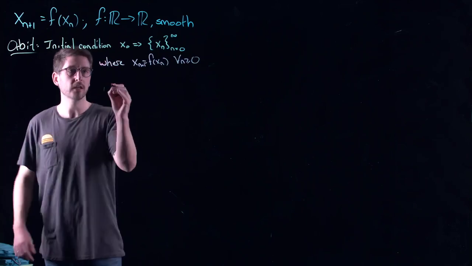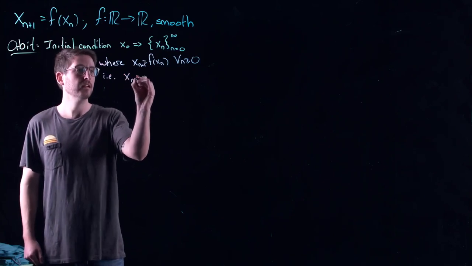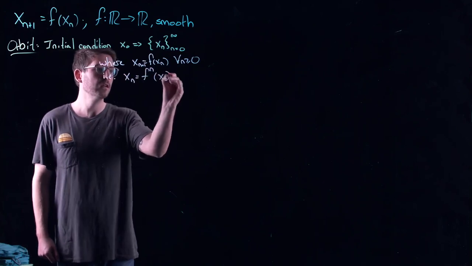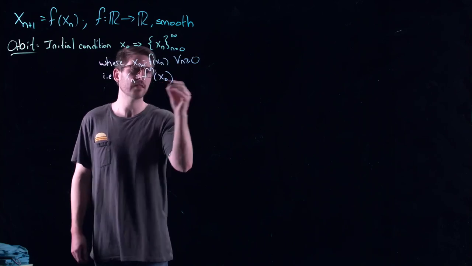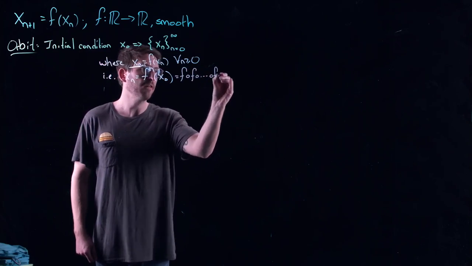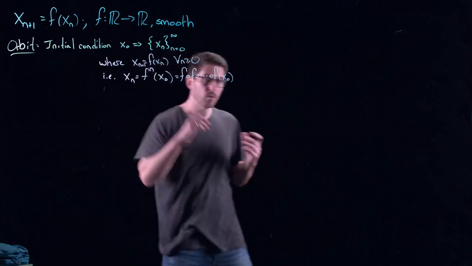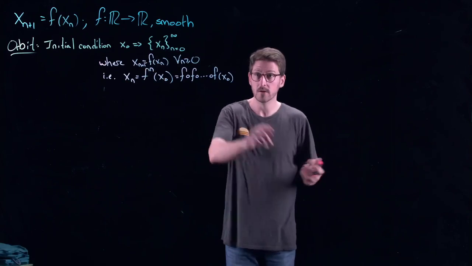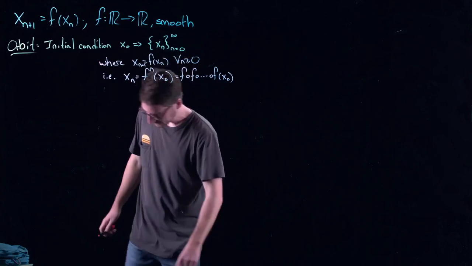Or alternatively, I could also write this. xn is equal to f, and it looks like it's to the power of n. Now, what this means is this is the composition of f with itself. So f of f of x0, right? So if I want to get to x1, I apply f. If I want to get to x2, I apply f again, so f of f of x0. In this way, you can see that everything is generated by the initial condition.